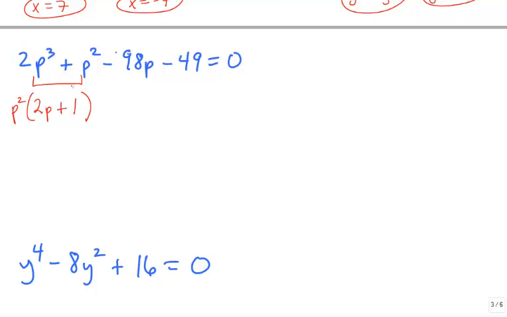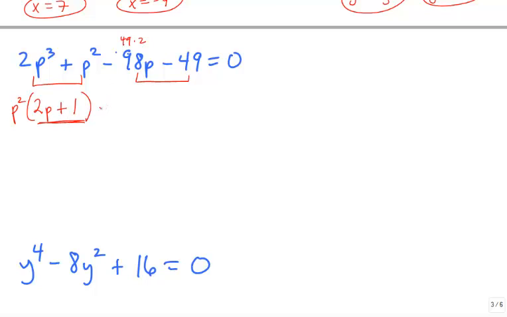Because remember, you have to be able to redistribute back to get that p squared. So we need p squared times 1 to get back to that p squared. So don't forget there should be a 1 there. Then, if I look at these next two terms, you've got to realize that 98 is 49 times 2. So 49 is my GCF. And if I look over here, remember, this is what I'm trying to match. And this doesn't have any negatives in it.